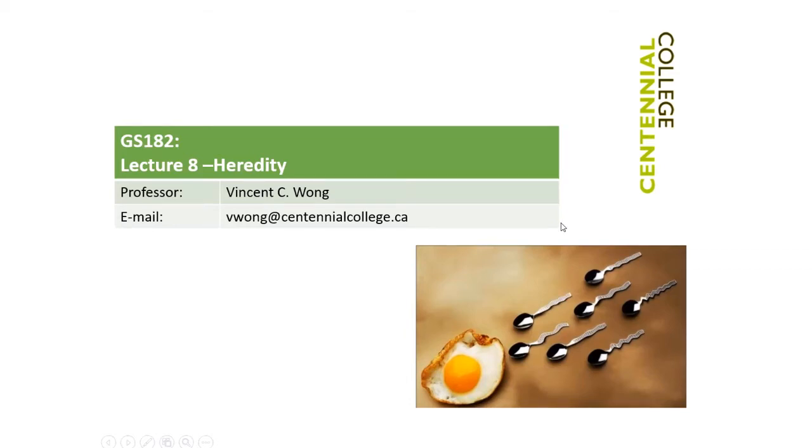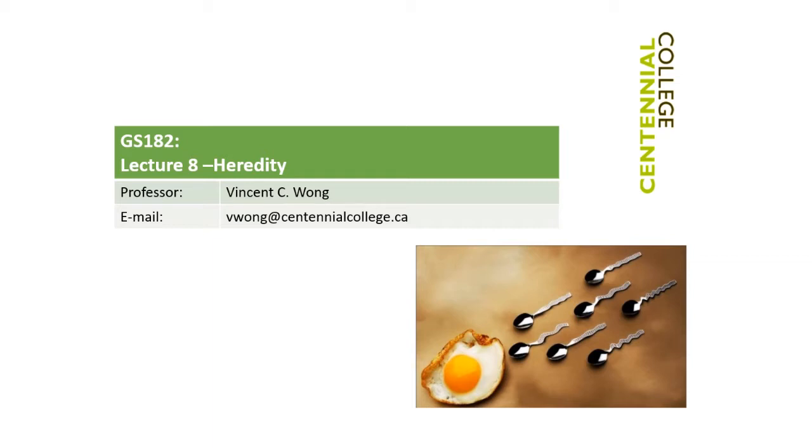In Lecture 8, we will be looking at heredity. We will look at the process of creating sperm and egg. It's part of what we call meiosis, and we'll compare that with what we've learned before in mitosis. We will also be solving various genetic problems.